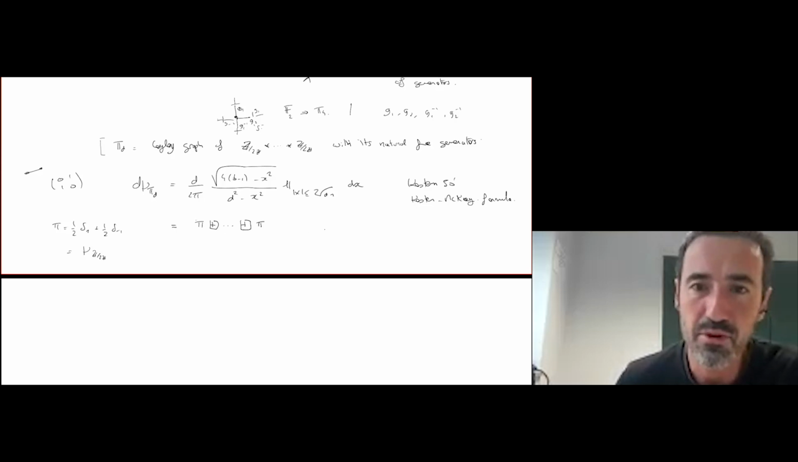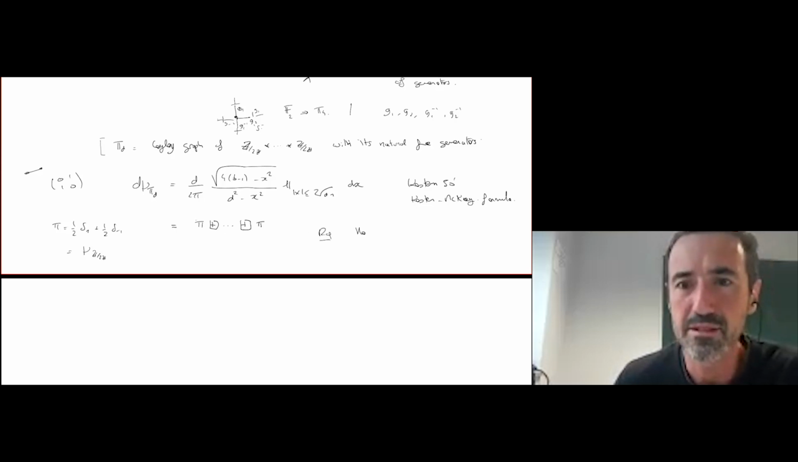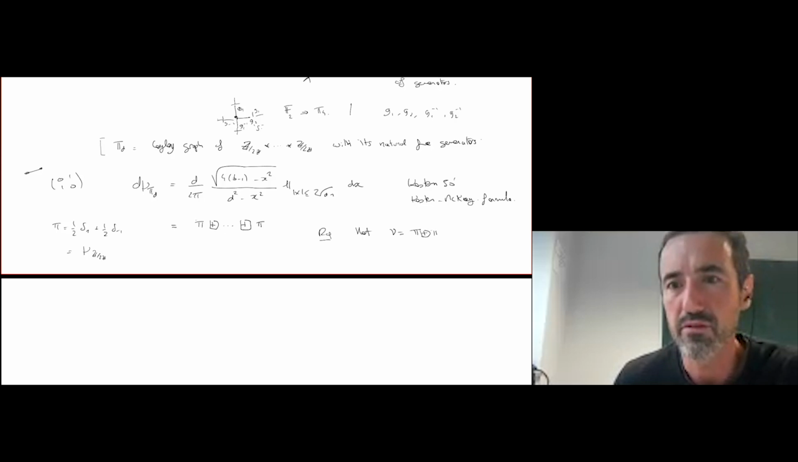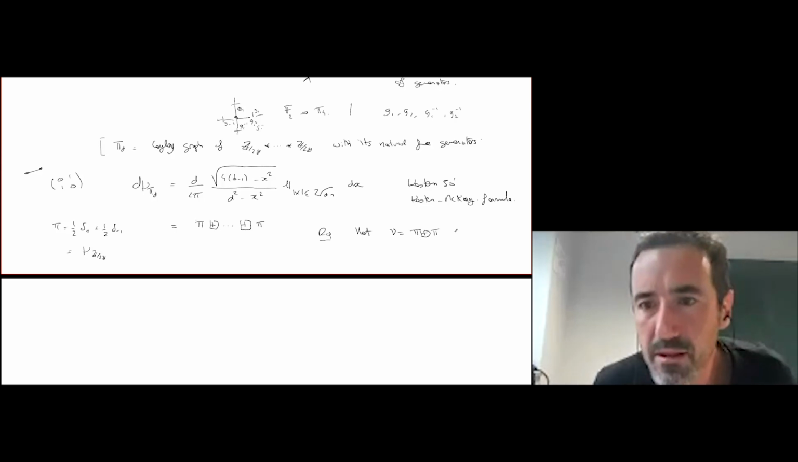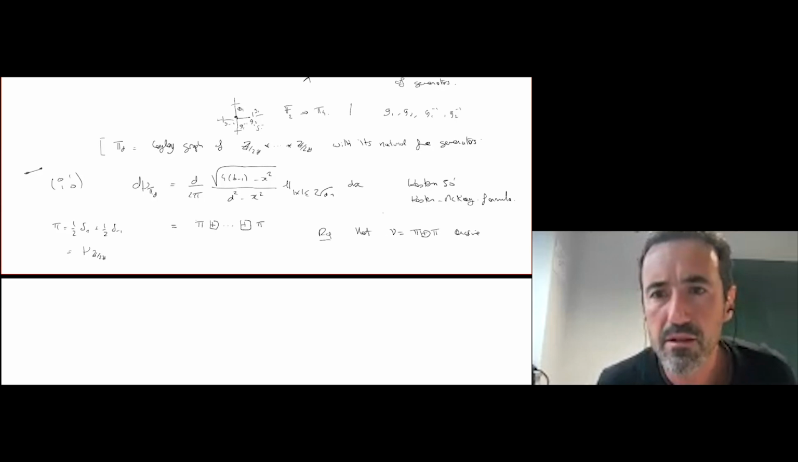You can also remark that the arcsine law corresponds to the free product of pi times the arcsine law. Maybe I should write mu of Z.